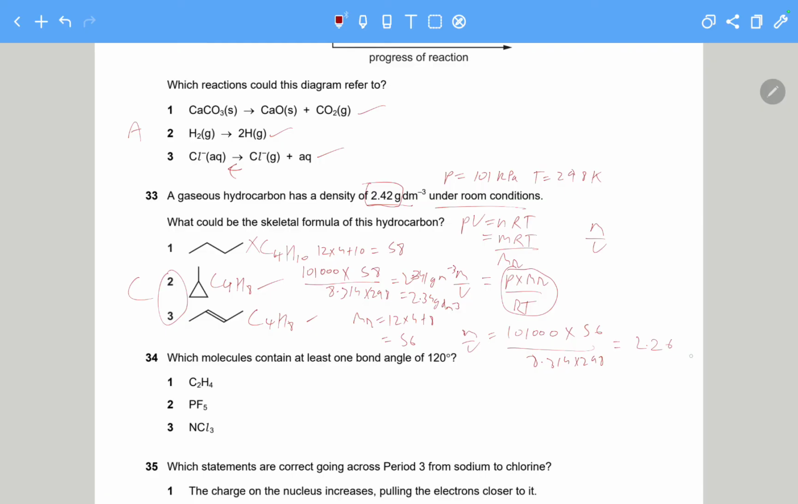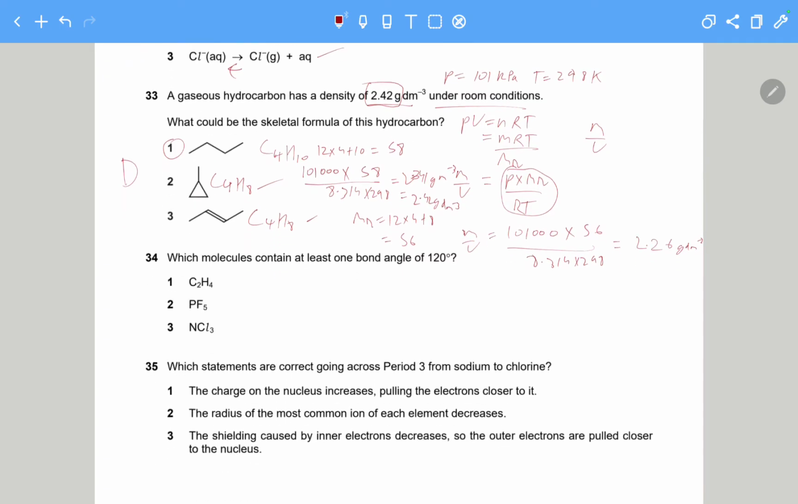Now, I just realized that I made a calculation mistake. It should be 2.42 in the first one. So I'm sorry about that. It's 2.42 in the first one, and therefore these two will be wrong, because if two is wrong, three has to be wrong, and one is correct. So that's because of my calculation mistake. I'm sorry about that, and the correct answer will be D.